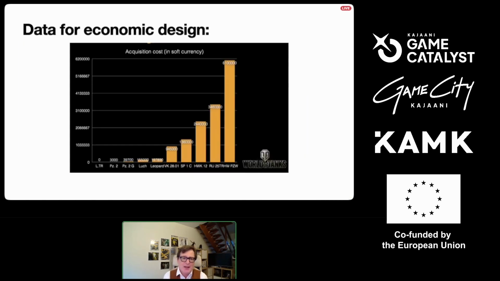And also, data can be used to define prices of items that you will sell in soft currency. So this graph shows the purchasing price of light French tanks in World of Tanks.